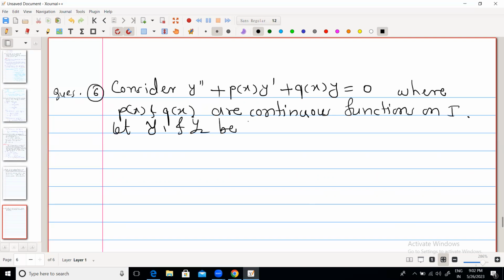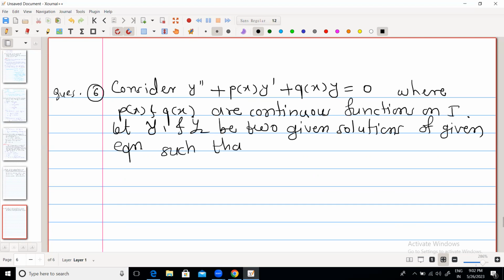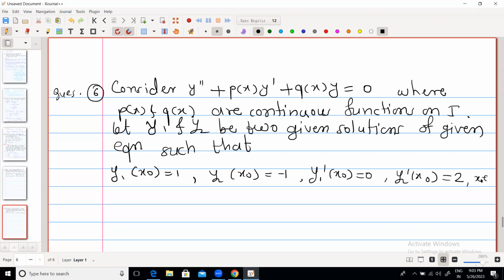Let y1 and y2 be two given solutions of the given equation such that y1 of x naught is 1, y2 of x naught is minus 1, y1 dash of x naught is 0, y2 dash of x naught is 2, where this x naught belongs to I. Okay.